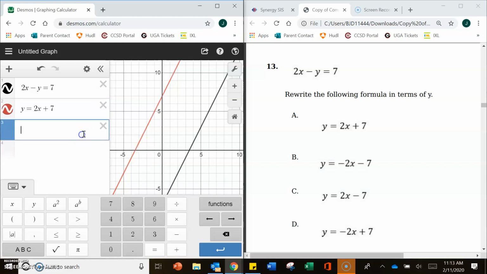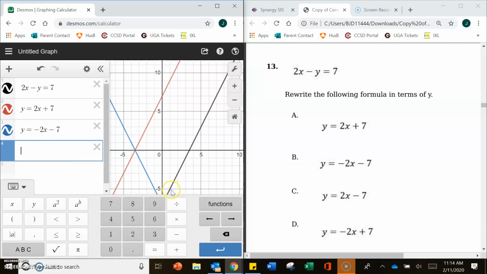Okay, so I'm going to type in B. Is that the exact same line? No, and remember, you can use these colors over here to know what the original graph was. Our original graph is graphed in black. Then A was in red, B was in blue. All right, so let's type in C.